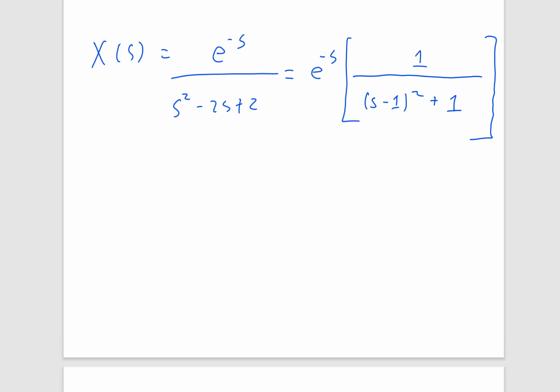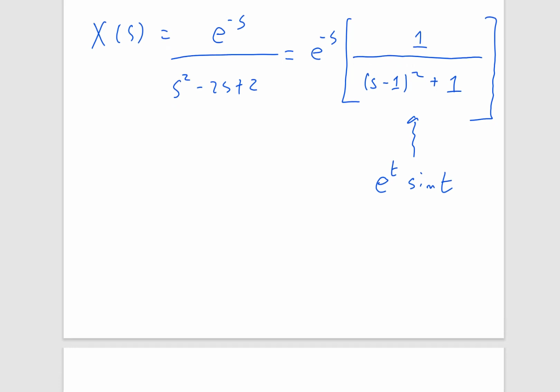And now this is where I messed up in the last problem. The part in the brackets here, this is equal to the Laplace transform. So the part in the brackets, not the e to the minus s part, but the part in the brackets is equal to the Laplace transform of e to the t sine of t. And so overall, x of t is equal to u1 of t times e to the t minus 1 times sine of t minus 1. And that is the final answer to this problem.